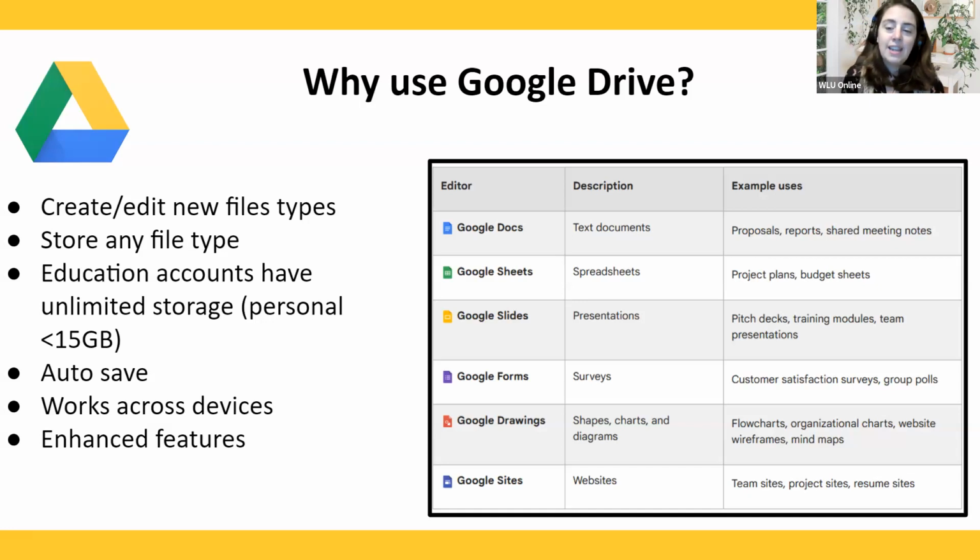So you can create and edit new files. You can store any kind of file, even if it's a movie file or a PDF or something like that. It's just storage. Because we have an education account with West Liberty, we have unlimited storage. So this is a really good sale if you keep a lot of stuff and you have massive thumb drives and you have stuff on your computers. Because we're an educational institution, we have unlimited space. But if you use a personal Google account, you're kind of limited to 15 gigabytes, which is still a lot, but you can fill that up pretty quickly.